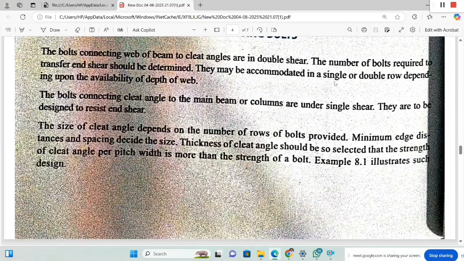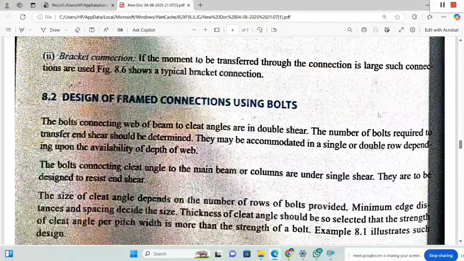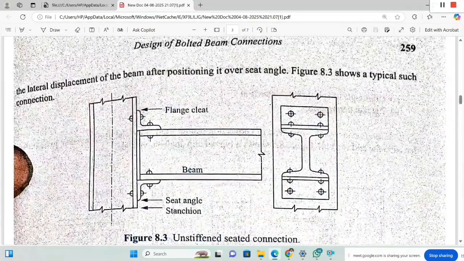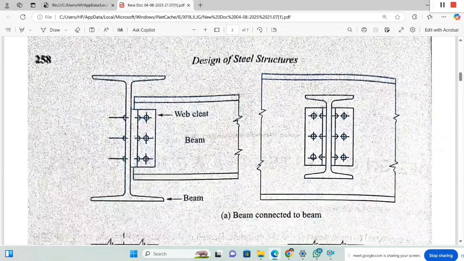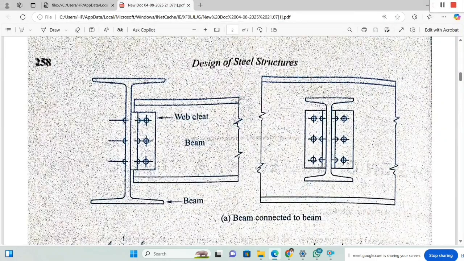They may be accommodated in single or double rows. That is the design requirement. The bolts connecting the cleat angles to the main beam or columns are under single shear. So if you consider this, the bolts connecting the cleat angle to the beam are in single shear, only one plane is there.